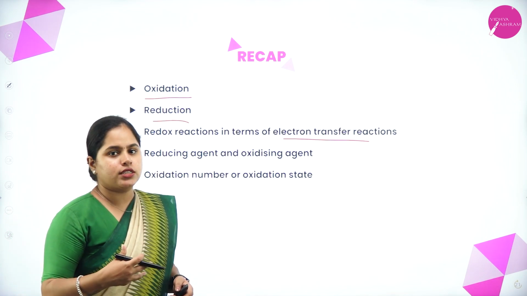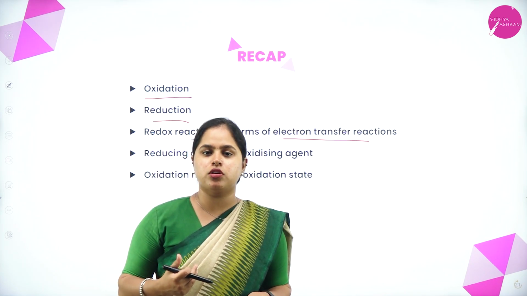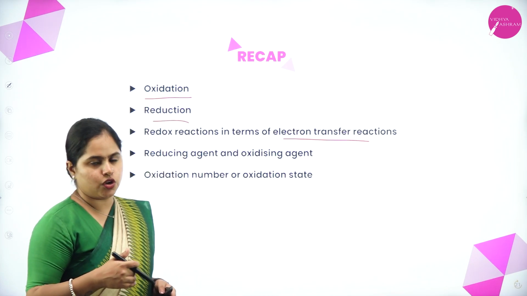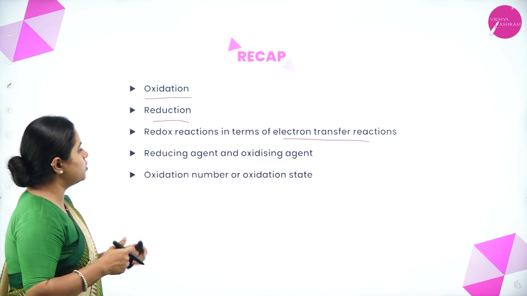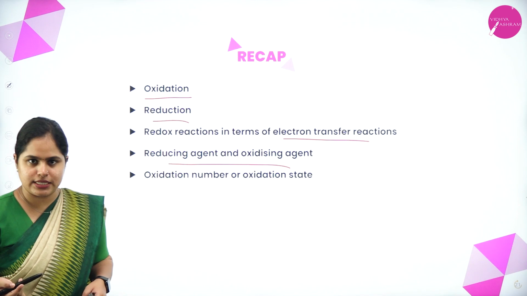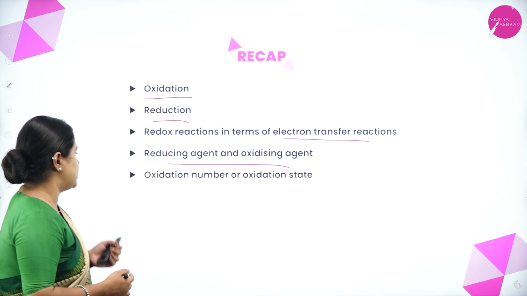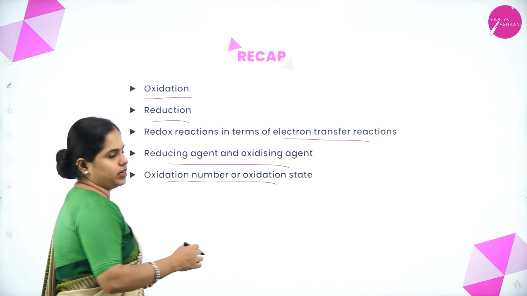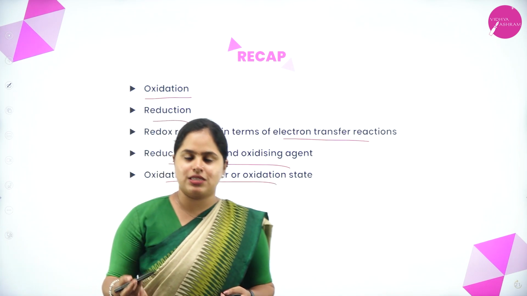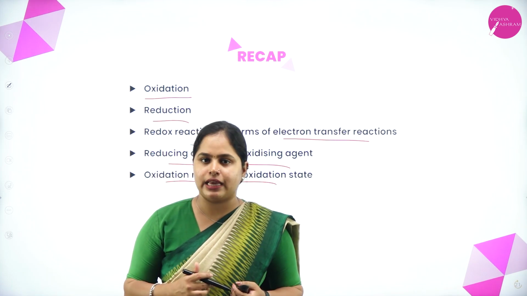That means in oxidation process, what happens? There will be loss of electrons, and in reduction process, there will be addition of electrons or else gain of electrons, right? And reducing agent and oxidizing agent. What is reducing agent and what is oxidizing agent? Or else we can also call it oxidant or reductant, right? Yes. And the oxidation number or oxidation state. How can you calculate the oxidation number? Right, using different rules that we have studied in detail in last session.